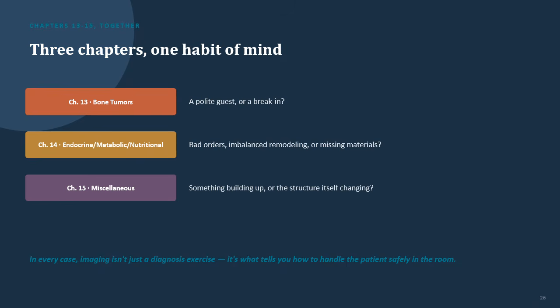So again, these were the chapters. I hope that you learned something as far as some of these patterns go. Also, in terms of your job as a technologist, I hope you learn that some of these conditions will require you to vary your technique and also require you to vary how you handle and care for the patient based on their condition.